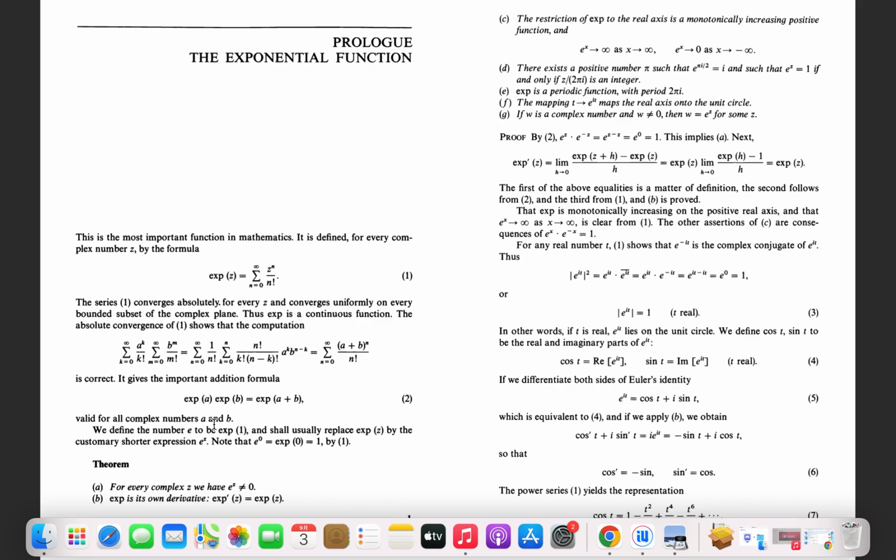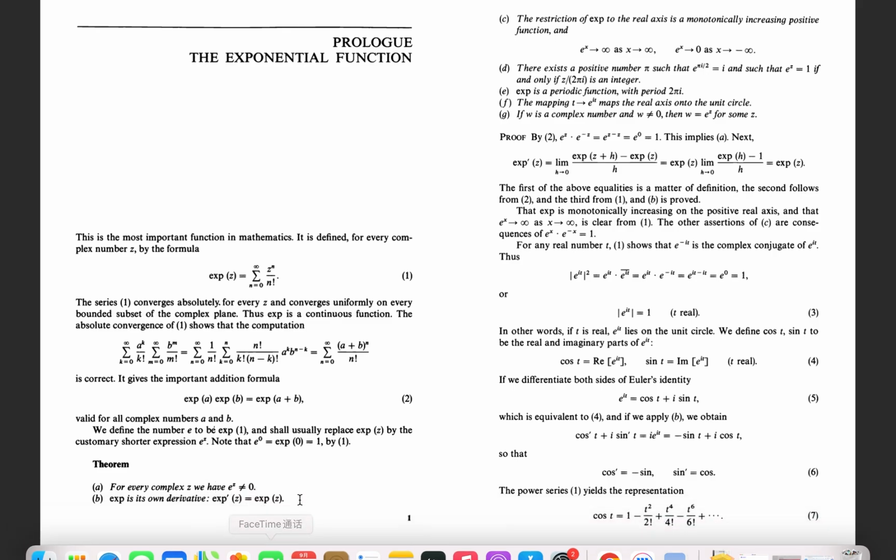And we define e to be exp 1. We usually replace exp z by the customary shorter expression e to the z. Notice that e to the 0 equals exp 0 equals 1, which is a very nice fact. So for every complex z, we have e to the z doesn't equal 0.